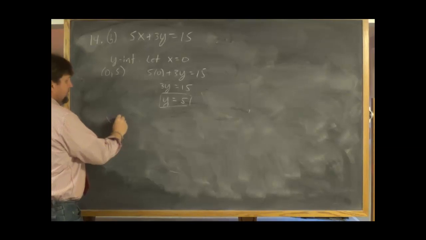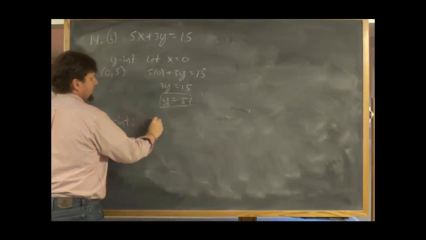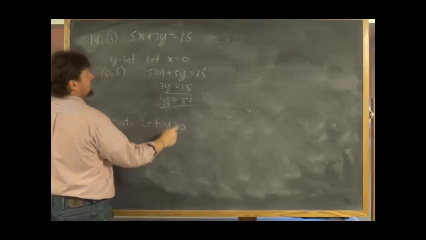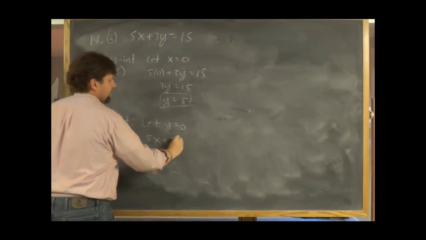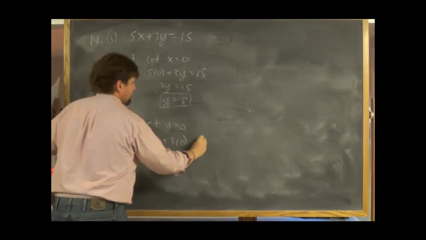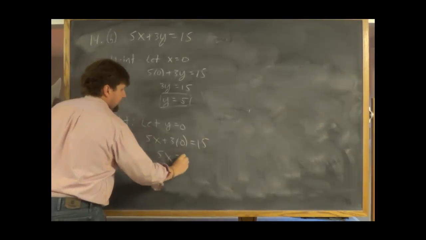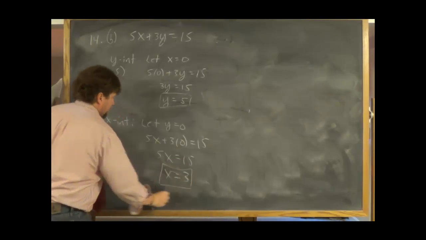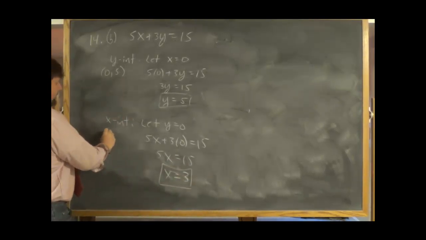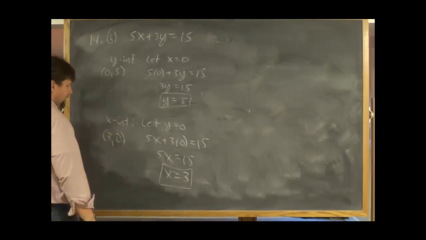To get the x-intercept, you let y equal 0. So you put 0 in here for y. So you have 5x plus 3 times 0 equals 15. 5x equals 15. Divide both sides by 5. You get x is 3. So the x-intercept is 3, 0.